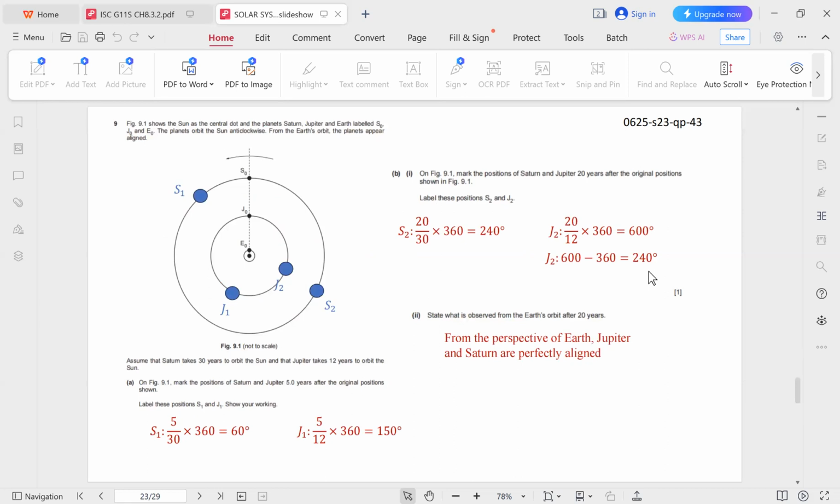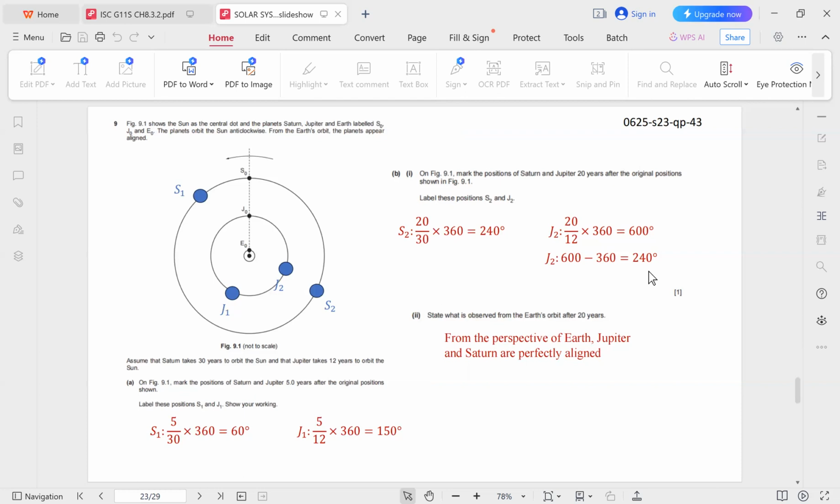So figure 9 shows the sun as the central dot and the planets Saturn, Jupiter, and Earth labeled S0, J0, and E0. The planets orbit the sun anti-clockwise. From the Earth's orbit, the planets appear aligned. So initially, E0, J0, and S0 all fall on the same line, as you can see here. Of course, the blue balls are not part of the diagram. They're part of the answer, which we're going to discuss right now. So initially, these were not there.